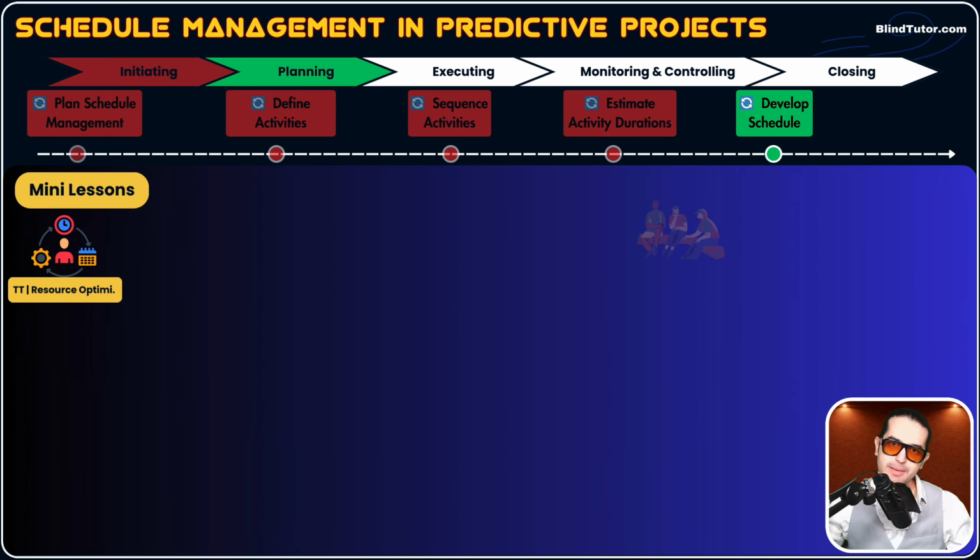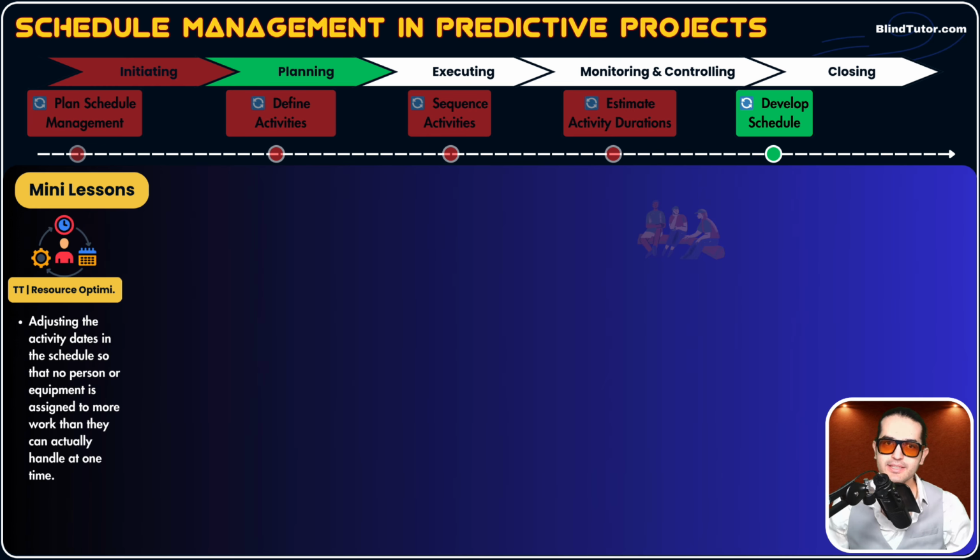Awesome. So, to wrap it up, resource optimization technique means adjusting the activity dates in the schedule so that no person, crew, or equipment is assigned to more work than they can actually handle at one time. So when there is overbooking, double booking, over-allocating, or when we assign, for example, 80 hours a week to one employee, these are resource problems, guys. We deal with resource problems by using resource optimization techniques.